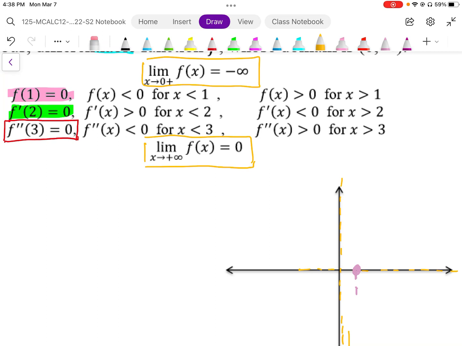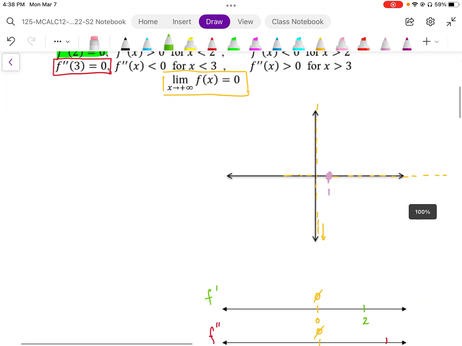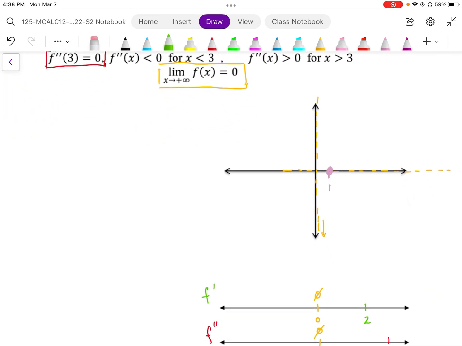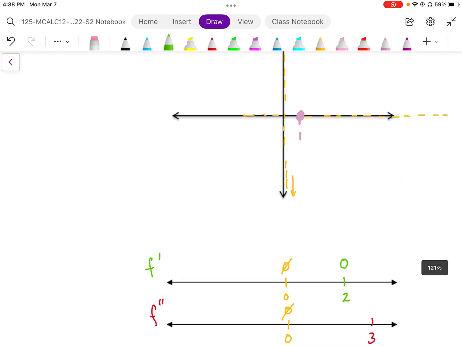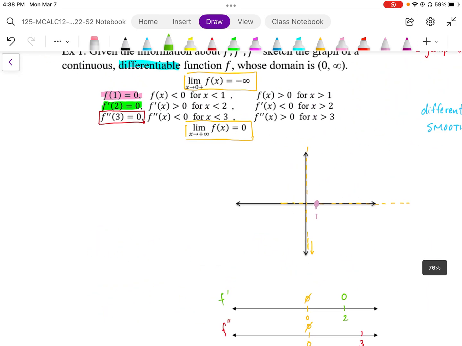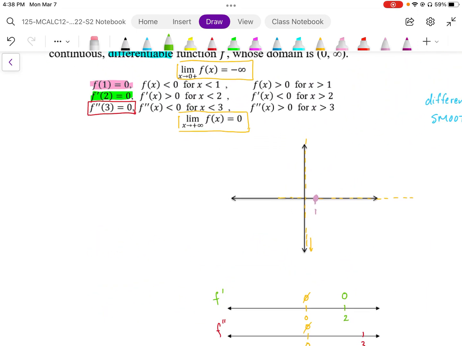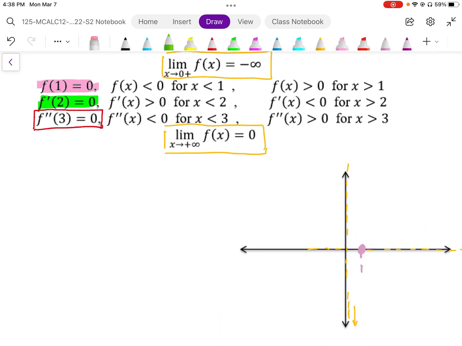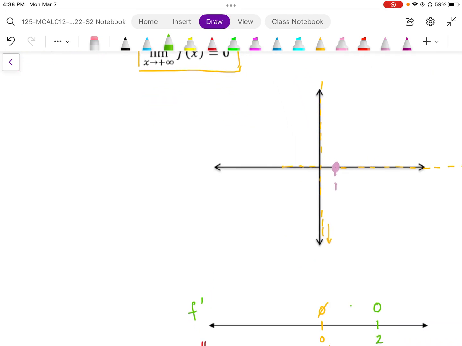The second part is we're being given information about the derivative. So f prime of 2 is equal to 0. So I'm going to start a slope chart here. So at f prime of 2, we're going to have a 0 value. And it tells us that f prime is greater than 0 when x is less than 2. So on this side, it's going to be positive going up like this.